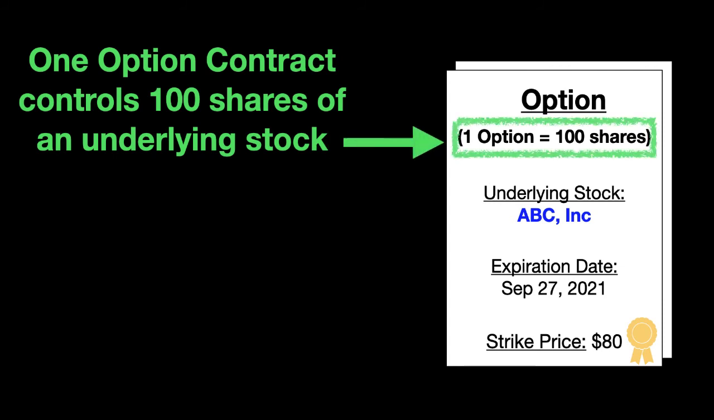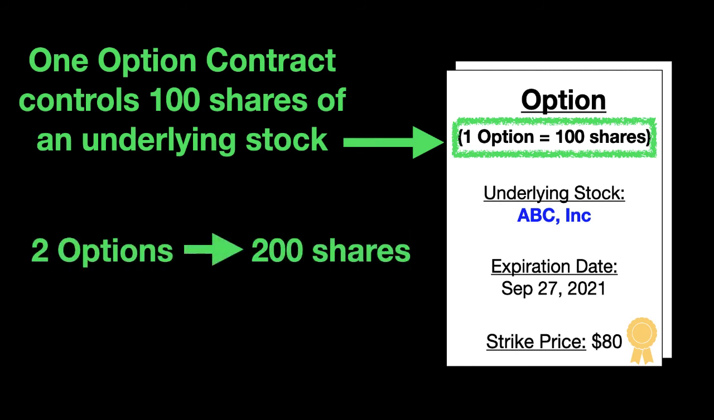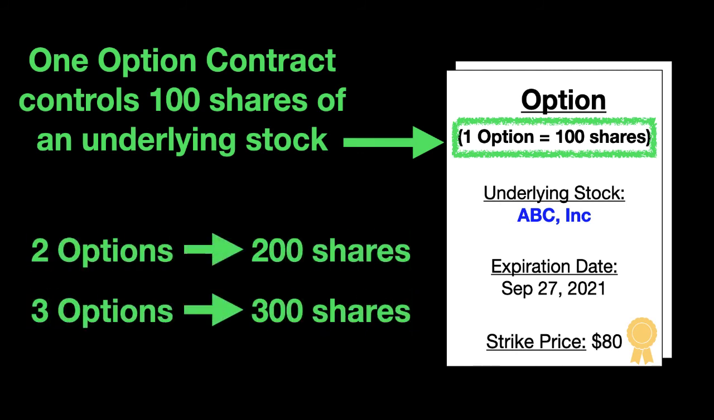And the last concept I want to leave you with is that a single option contract controls 100 shares of the underlying stock. So whenever someone talks about a stock option, it always involves 100 shares of stock. If it's two options, then it's 200 shares of stock, 3 options, 300 shares of stock, and so on.